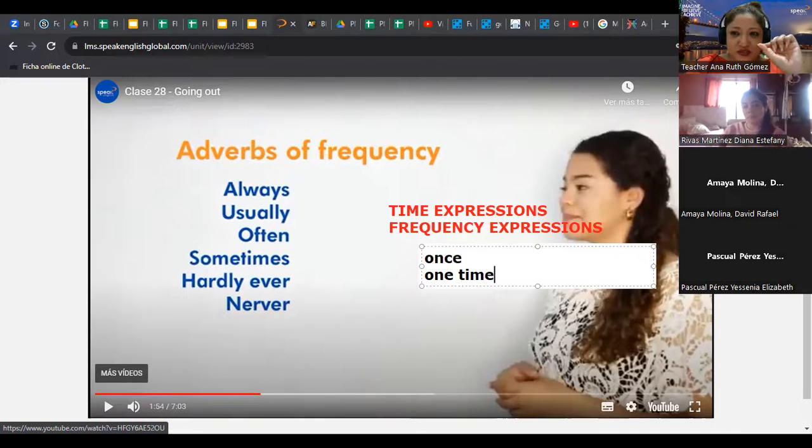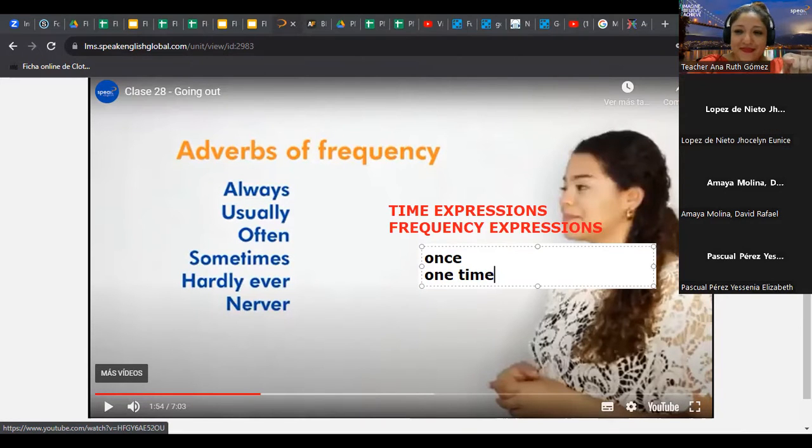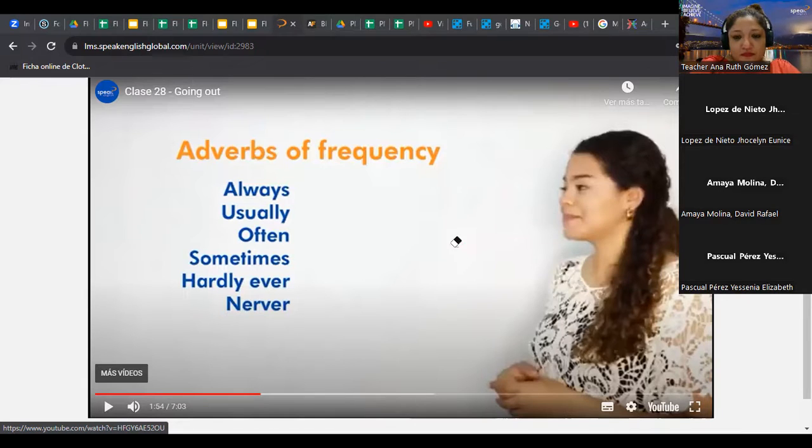Now, once, pay attention to my question. Once is a time expression or a frequency expression? Another frequency, sorry. Time expression? Time expression, very good. I want you to pay attention to the difference. Ahorita ella va a hablar, she's going to talk about adverbs of frequency. And after that, she's going to talk about frequency expressions or time expressions. I want you to have that difference clear, okay? All right, let's continue. Continue with teacher Eunice, all right?